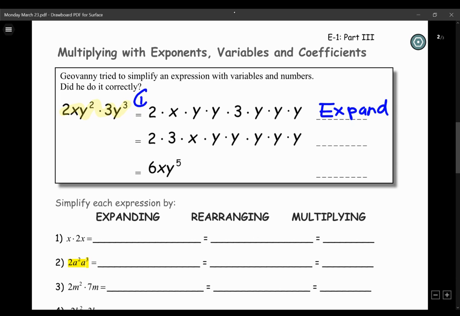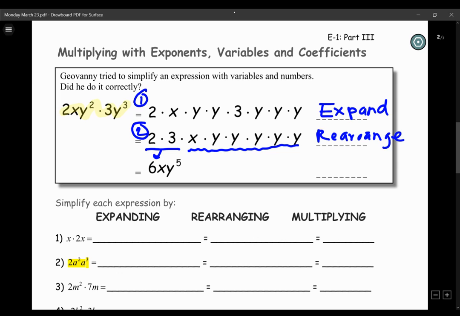In his second step, which is right here, notice how he moved the 3 closer to the front. This is what we call rearrange. Usually we write the numbers in the front and then the letters, or the variables, in alphabetical order. So 2 times 3 gives us 6. Oops, I forgot to say, this second step here is what we called rearrange.